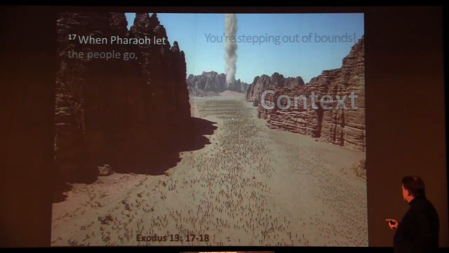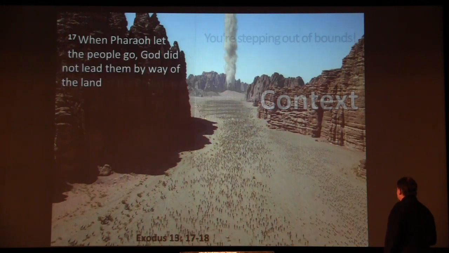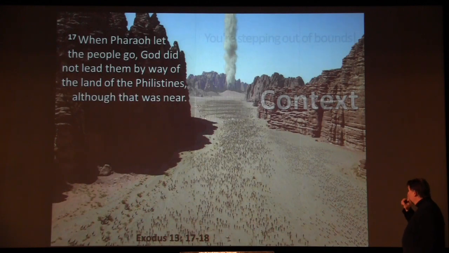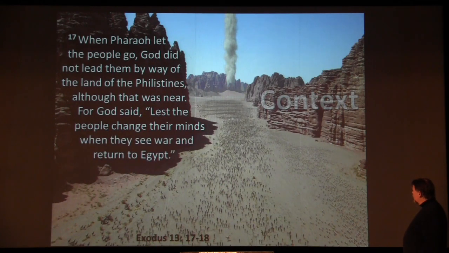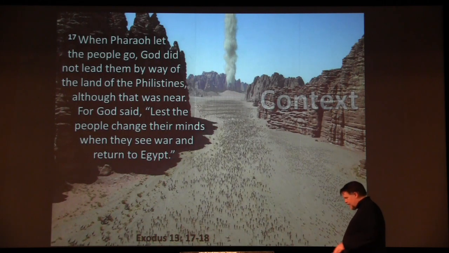When Pharaoh let the people go, God did not lead them by the way of the land of the Philistines along the coastline, although that was near. For God said, lest the people change their minds when they see war and return to Egypt. So, God had a plan.